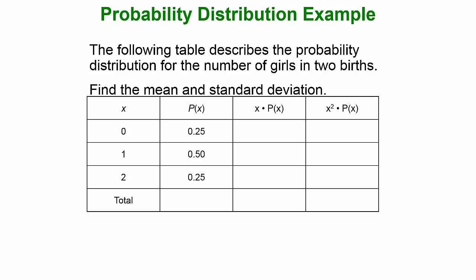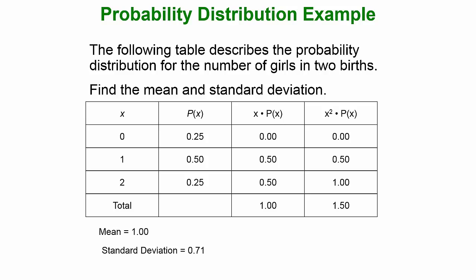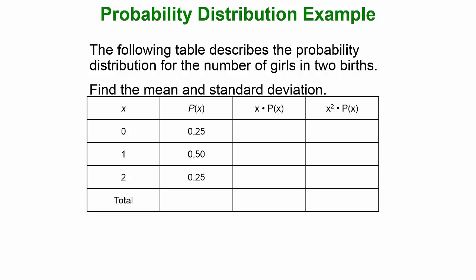The following table is a probability distribution that's set up for the number of girls in 2 births, and so we want to find the mean and the standard deviation for this. First we do the x times p of x. I'm going to go back and show those steps and then you can see the answers. In order to find the mean, the formula for mean is the sum of x times p of x.